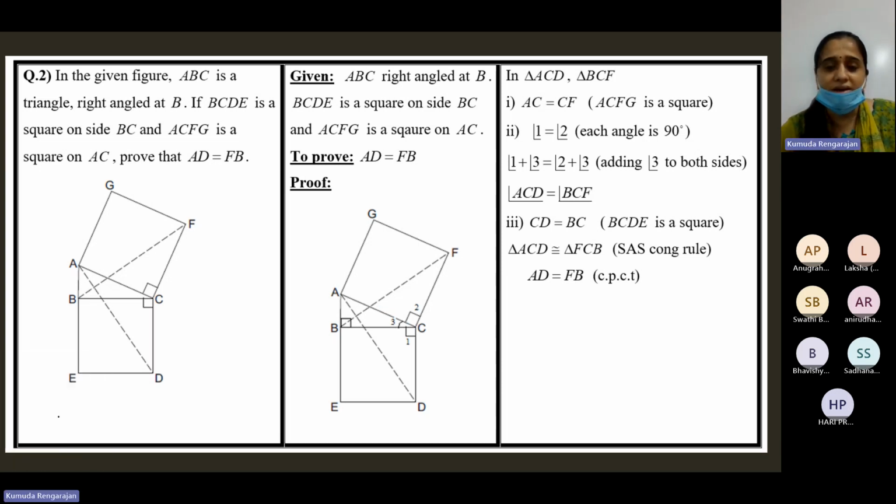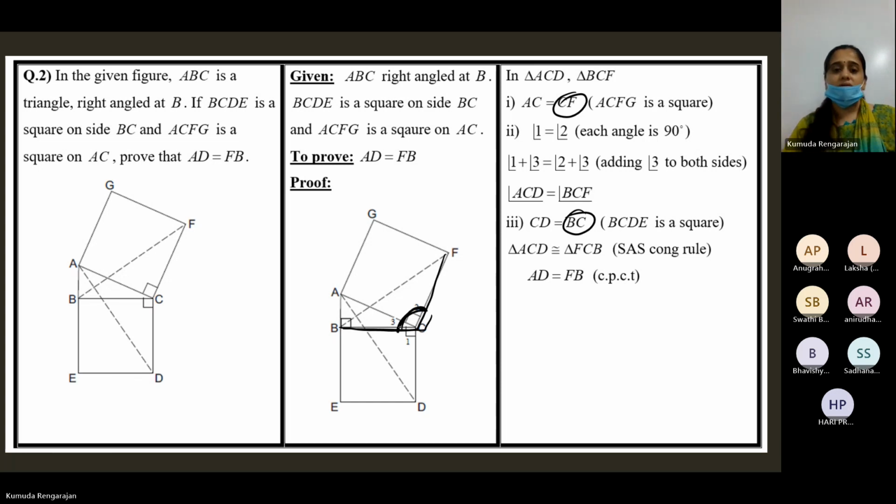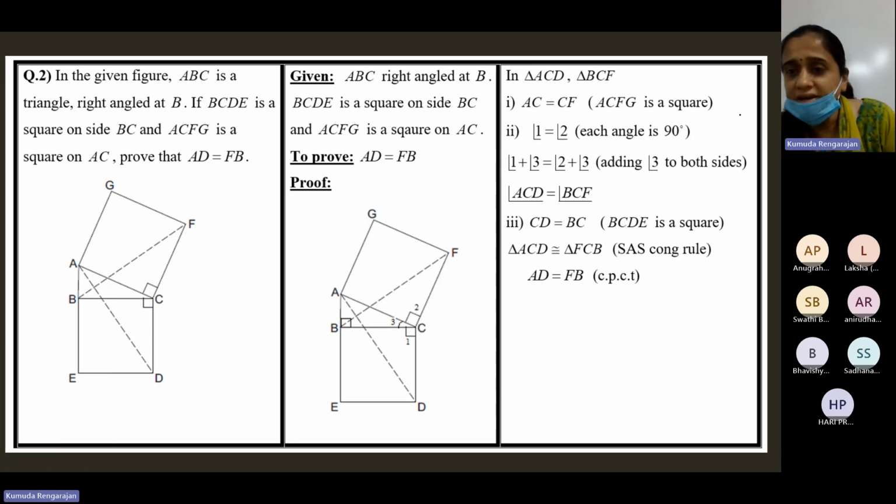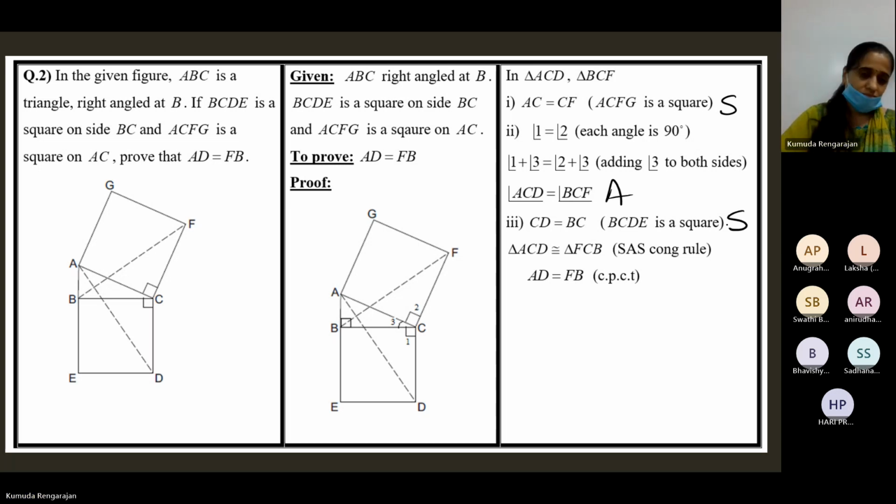And in the other triangle, the sides CF and BC, between these two sides you have this angle 2 plus 3, BCF. So this makes the SAS rule. This is side, this is angle, this is side. Side angle side: two sides and the included angle.